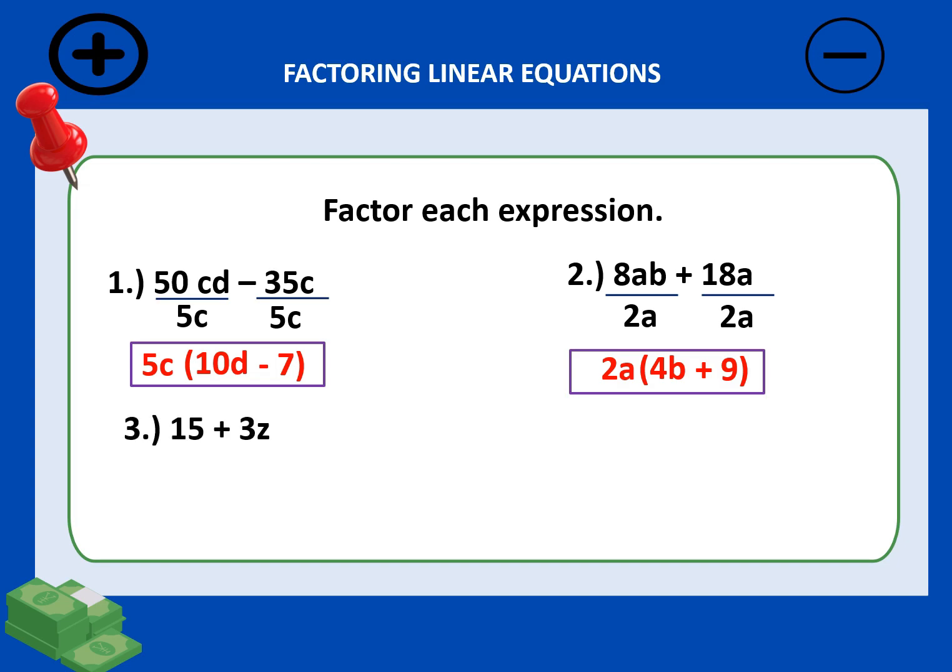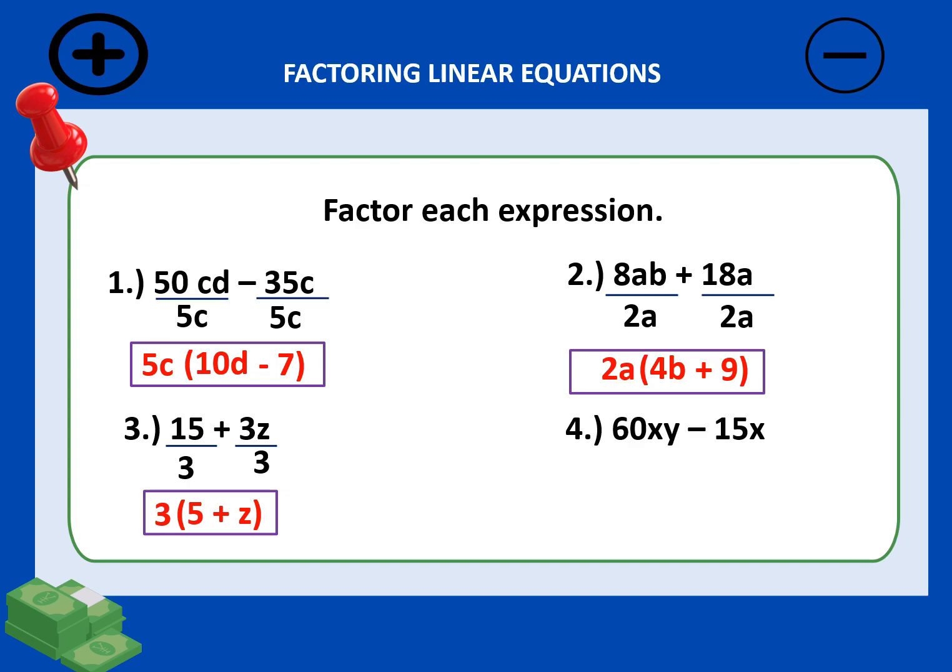Another example, 15 plus 3z. What is the greatest common factor of 15 and 3z? Alright, it is 3. So we divide each term by 3 and put it as a product of its factors. So 15 divided by 3 is equal to 5. 3z divided by 3 is equal to z. So our answer is equal to 3 times the quantity of 5 plus z.